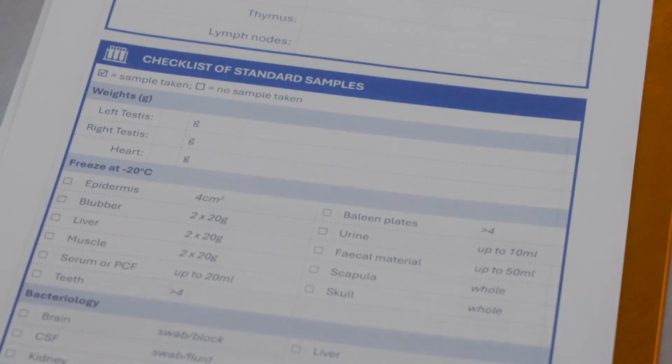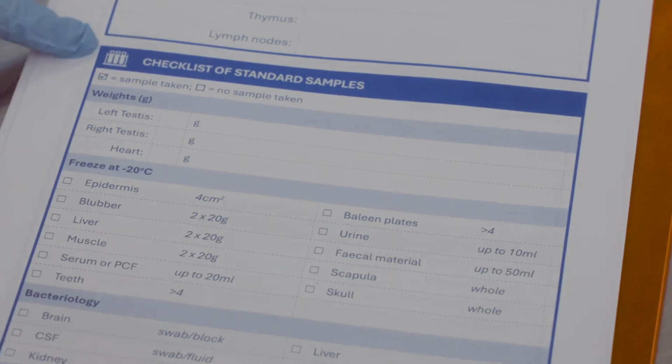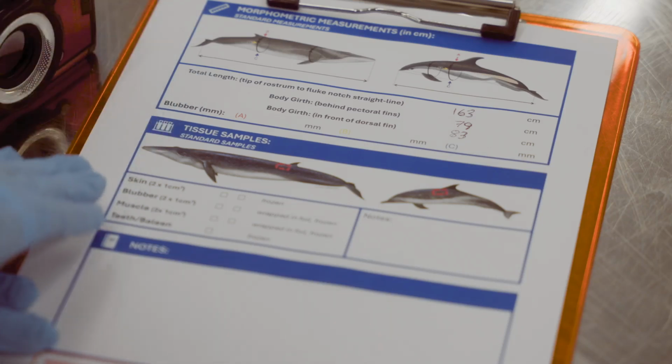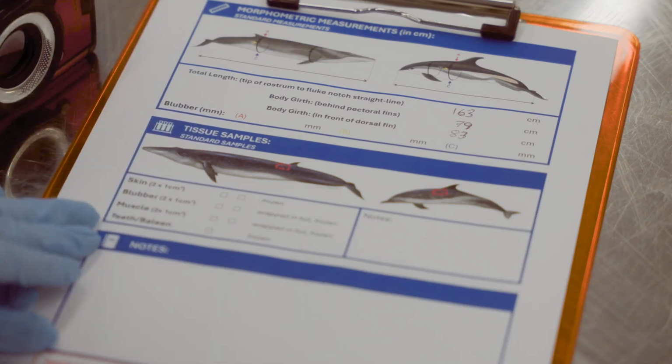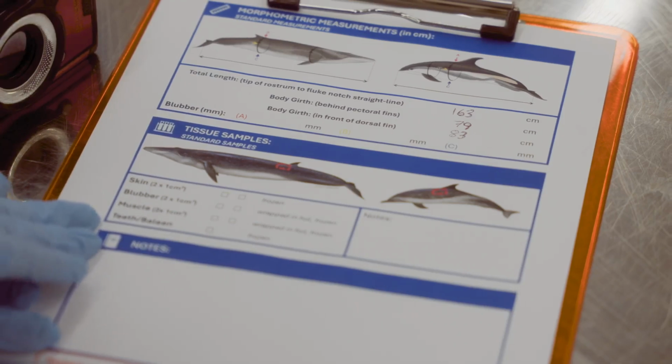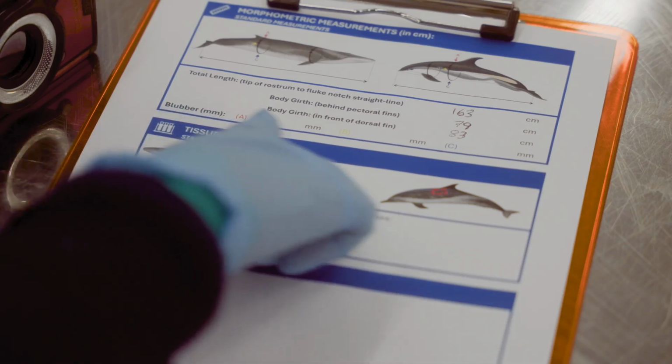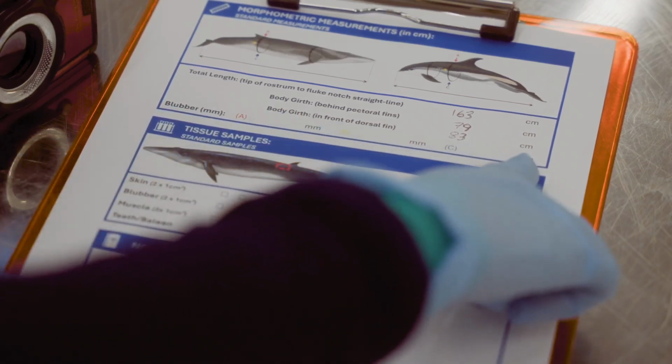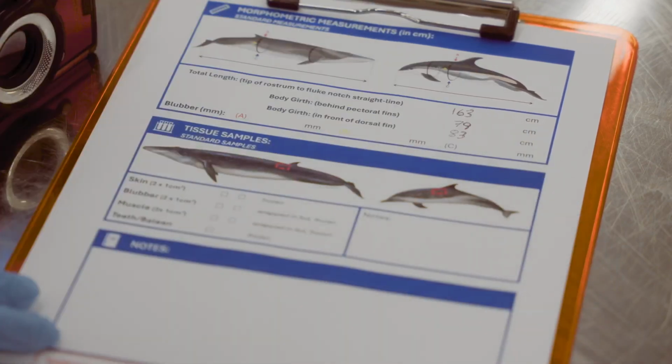Analysis of these samples can help determine the cause of stranding and inform our understanding of disease ecology. Microbiological examinations can identify infectious agents and quantify their burden. Histopathological analysis helps visualize tissue-level alterations associated with health and disease.